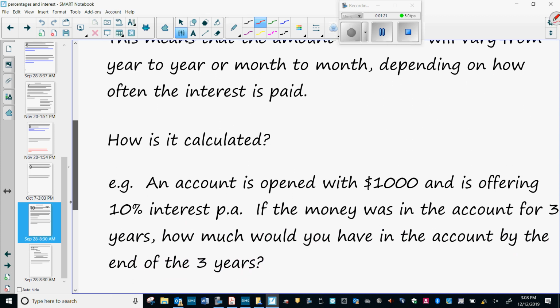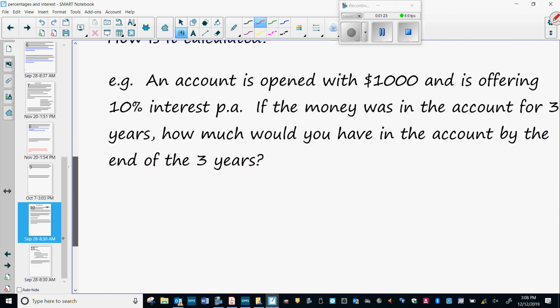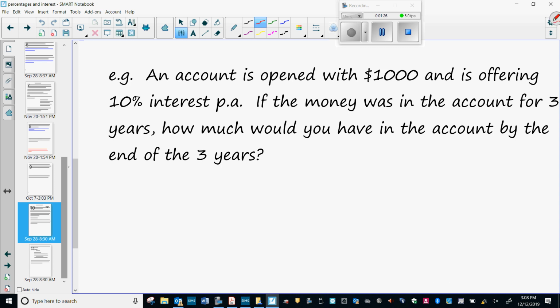So, how is it calculated? Well, the best thing to do is to go through an example. An account is opened with $1,000 and is offering 10% interest PA. What did PA mean again? Per annum, good, which means per year. If the money was in the account for 3 years, how much would you have in the account by the end of it? If something's offering you 10% interest, is your account going up or down in money? Up. Okay, so it's offering interest, so it's going to go up.